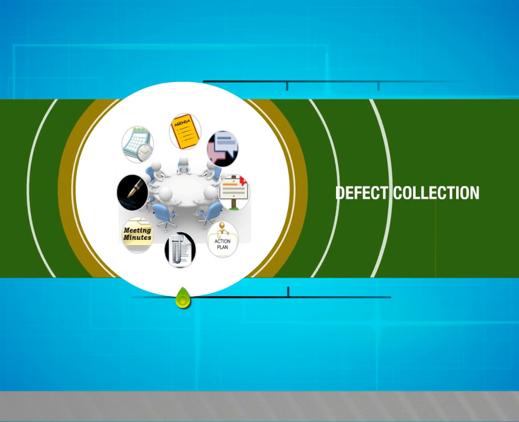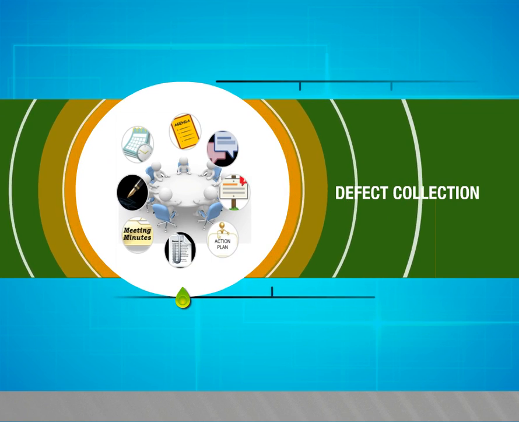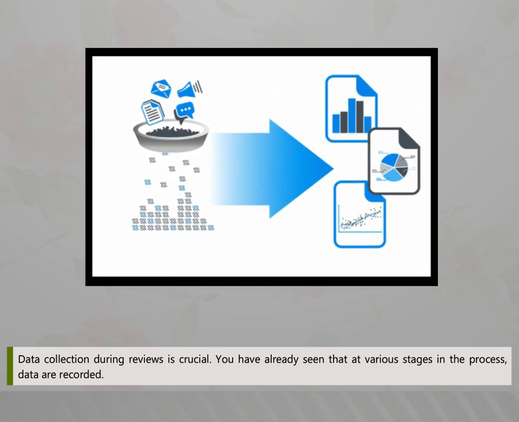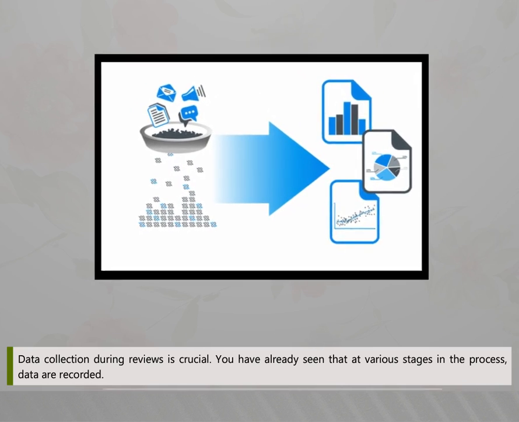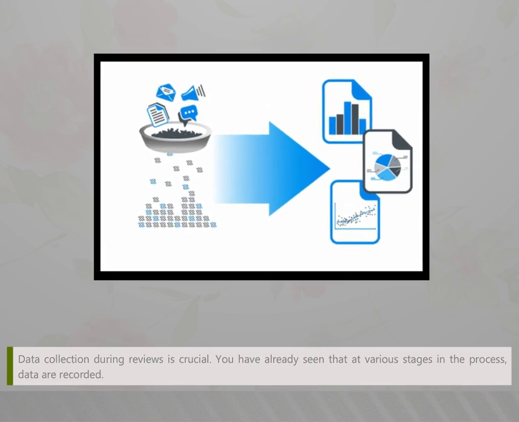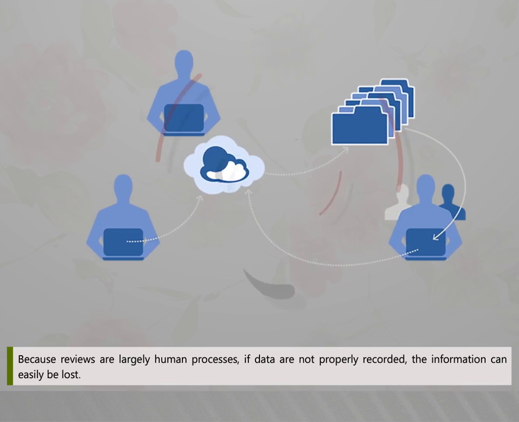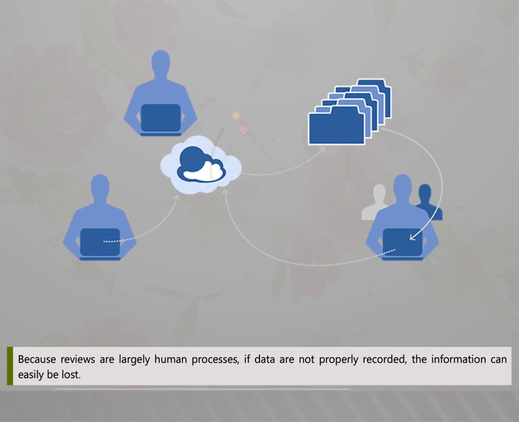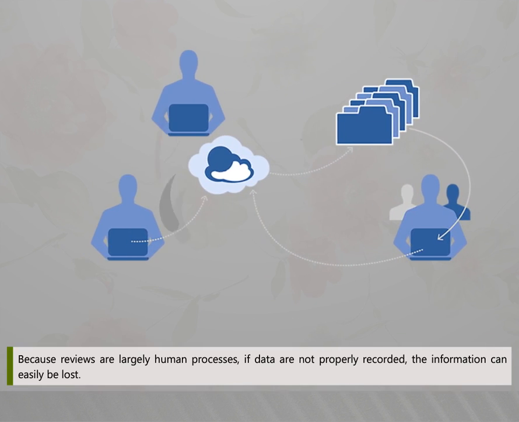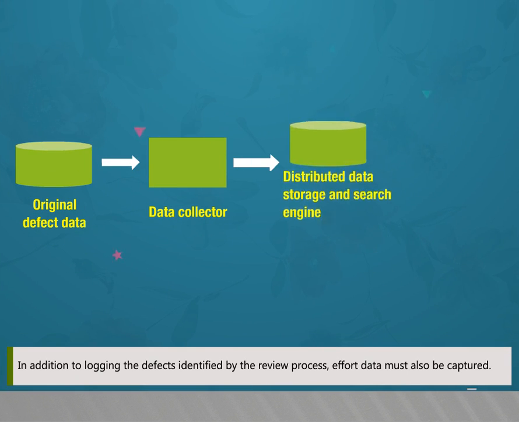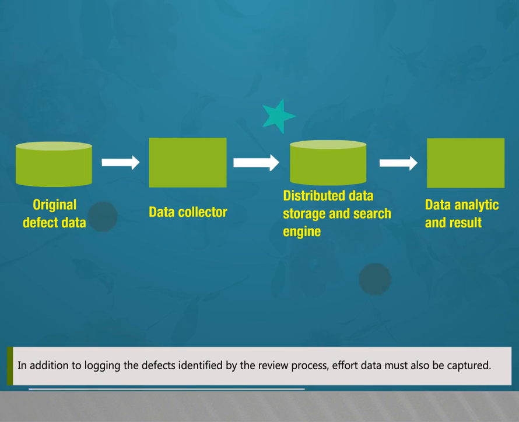Defect Collection. In this animation, we are going to see about defect collection. Data collection during reviews is crucial. You have already seen that at various stages in the process, data are recorded. Because reviews are largely human processes, if data are not properly recorded, the information can easily be lost. In addition to logging the defects identified by the review process, effort data must also be captured.